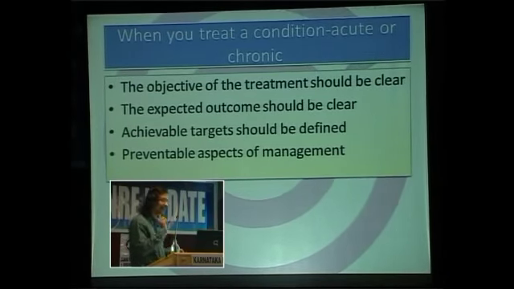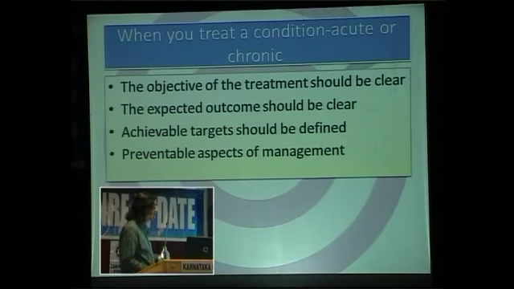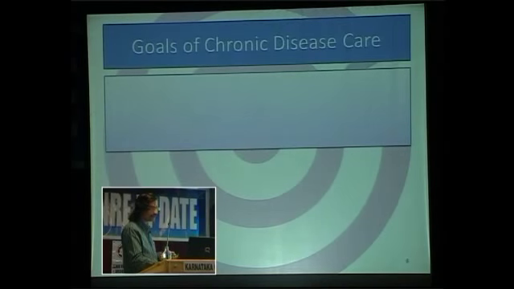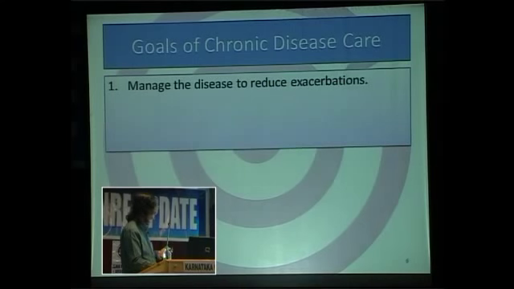And you need to define the targets precisely. What are you going to do? And is there any preventable aspect when it comes to the state of management? Do you have something which can prevent a problem that's likely to occur? So a goal set in chronic disease care is that you need to manage the disease exacerbation.